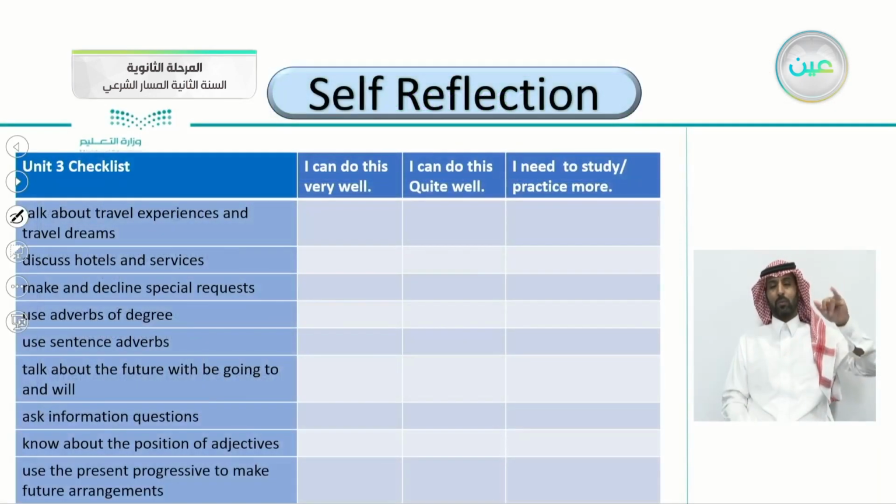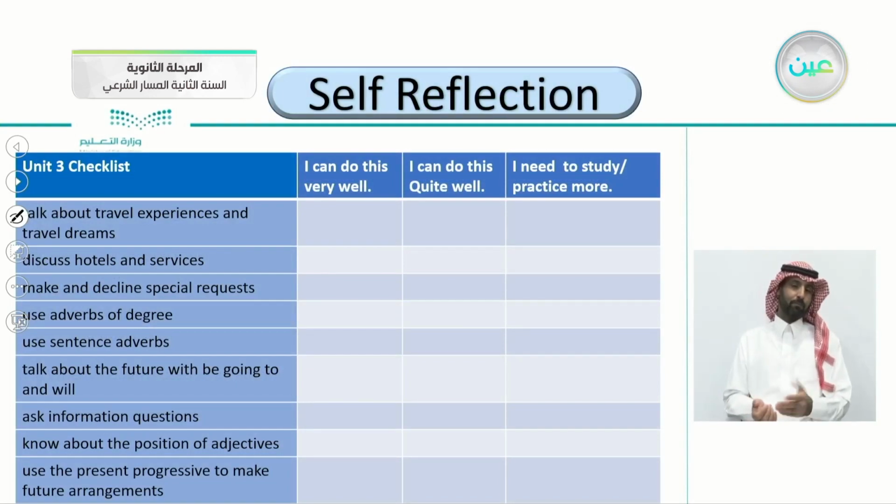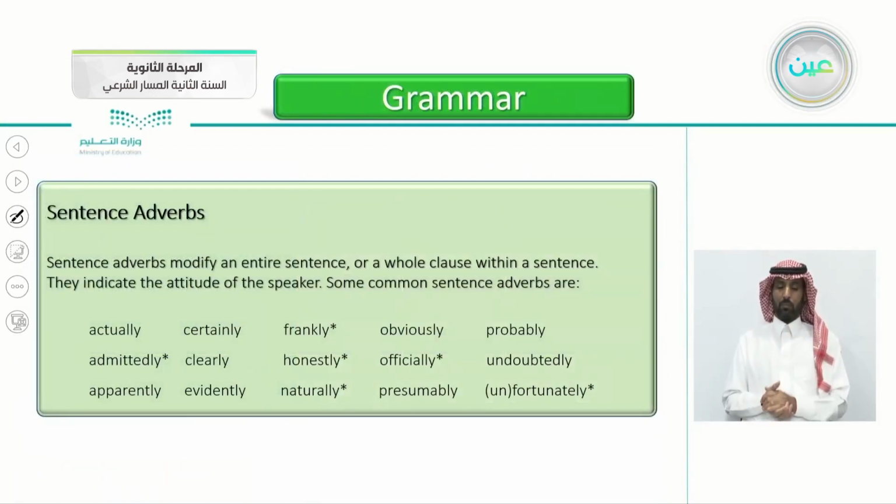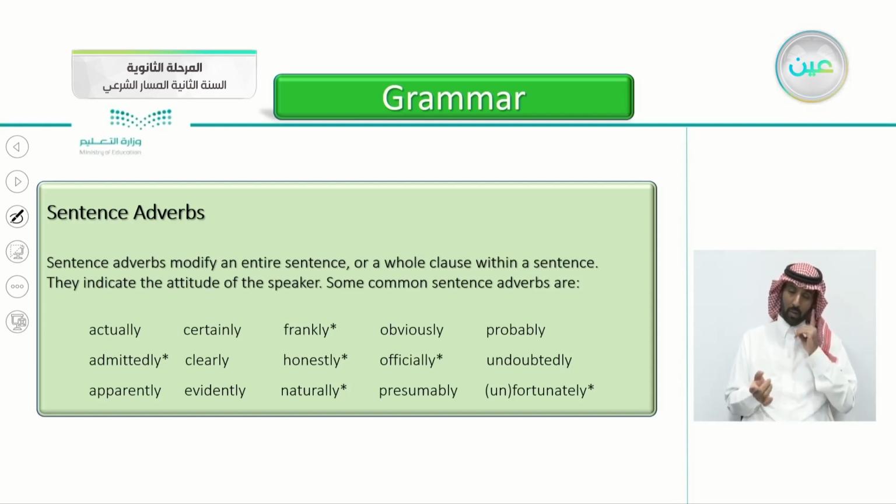So the adverbs of degree, if you can do this very well, if it's easy for you, you check this first column. If it's quite well, the second column. If you need more practice, check the last column. Also, the sentence adverbs here that we begin the sentence with, it's connected to your attitude. If you remember, when you say actually, obviously, frankly, etc.